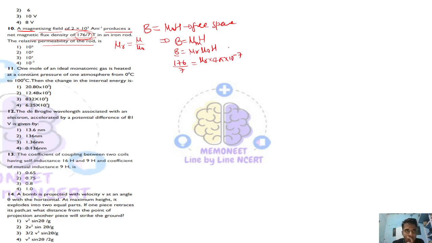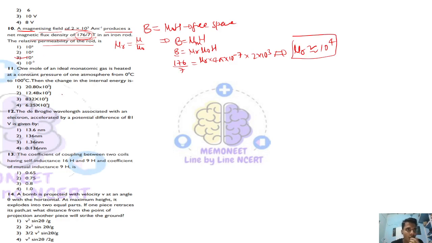Your magnetizing field is given to be 2 into 10 to the power 3 ampere per meter. From here you can easily calculate mu R, and once you solve it, I have already solved it, it will become 10 to the power 4. It's a simple formula based question, and the third option will be the correct answer.